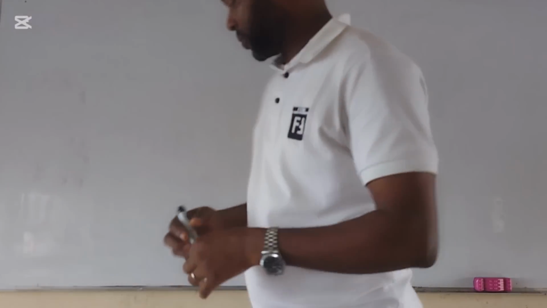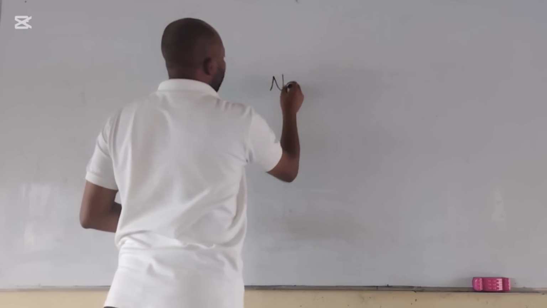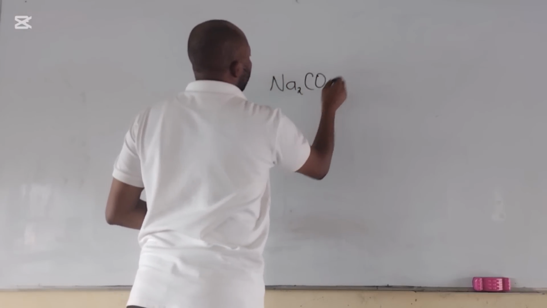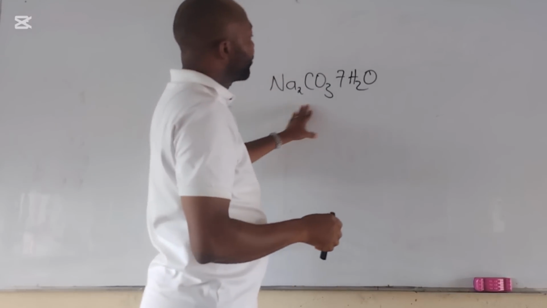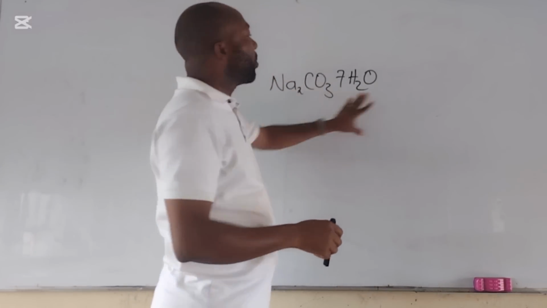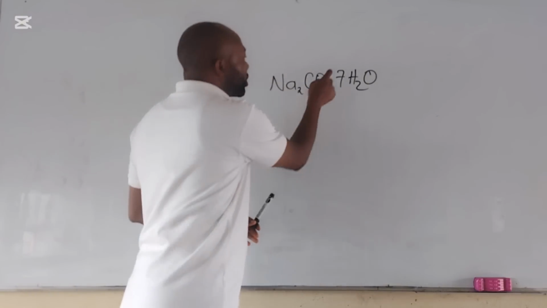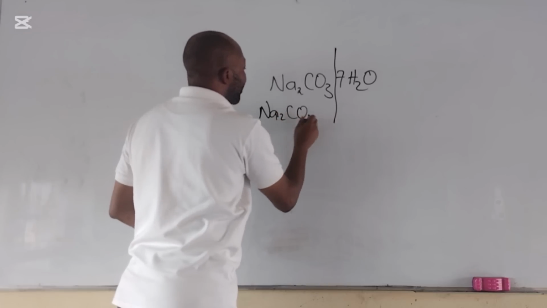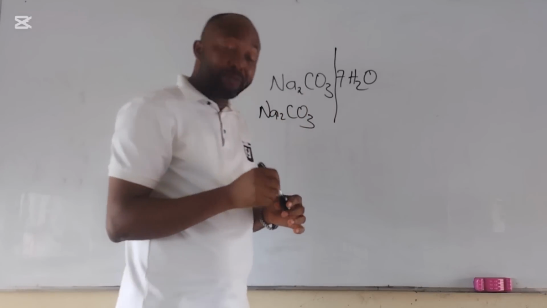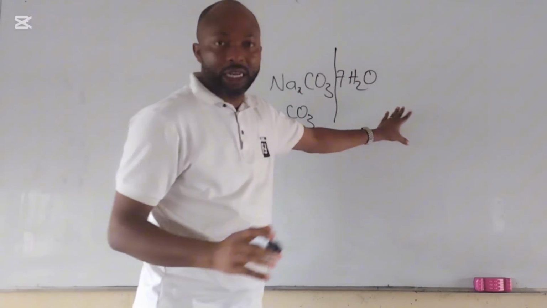So I'll give an illustration so that we understand what I'm trying to say. If we have something like this, this is sodium trioxocarbonate(IV) heptahydrate. It means that this compound contains water in it. Now, the anhydrous part of this salt is this. So I can easily say Na2CO3 is anhydrous, which means that it does not contain water in it whatsoever. But this side, if I leave it completely, this one contains water.